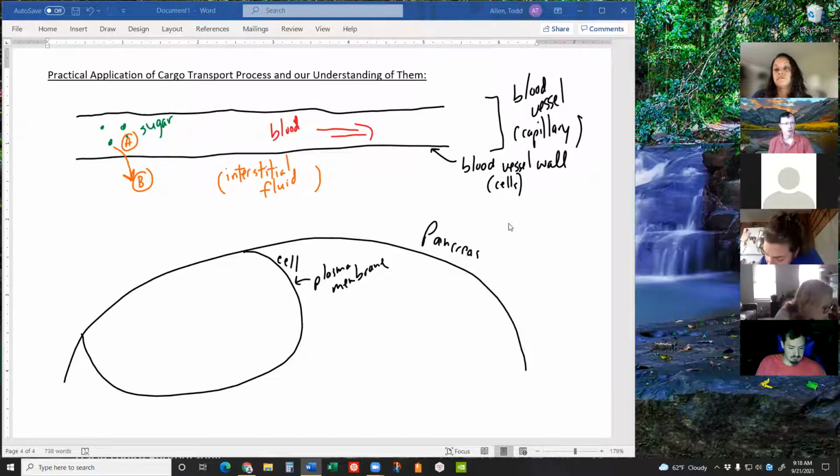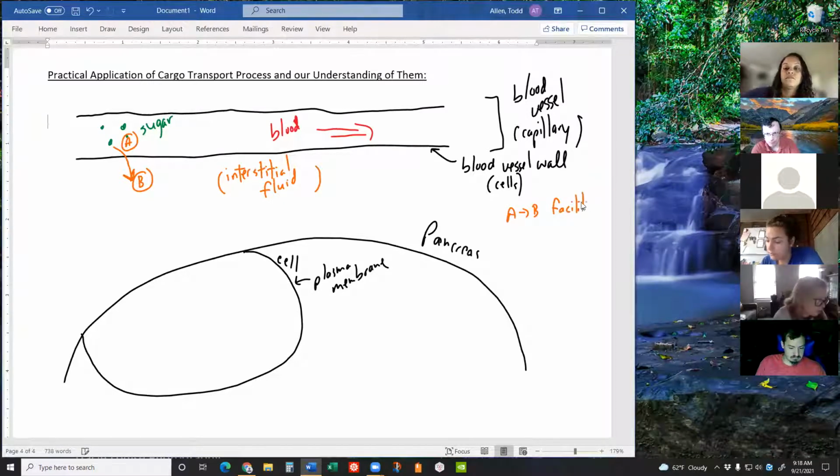So from A to B is facilitated diffusion, again because the molecule is so small. Glucose is a tiny molecule. For exocytosis, I would want to have a giant substance.